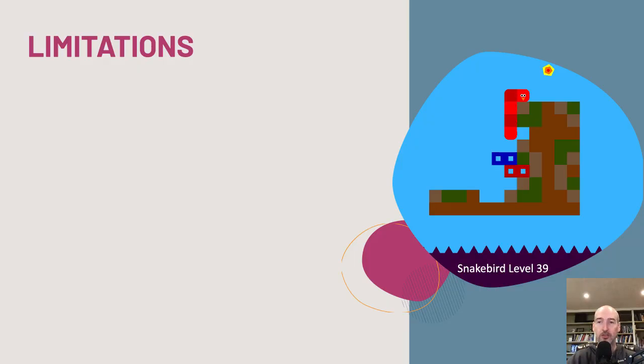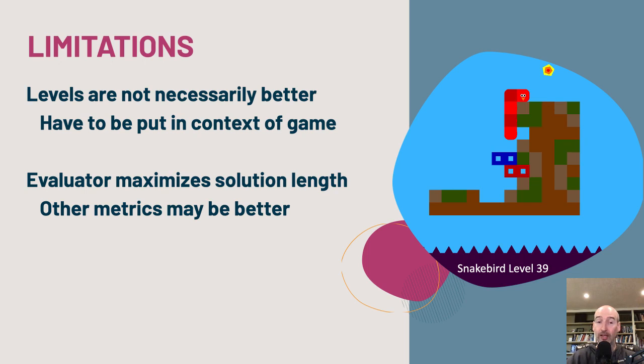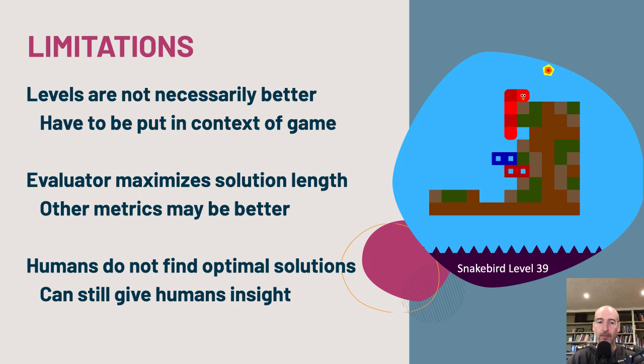Now, there's some limitations to this work. The evaluation is only within the context of the study. It doesn't mean that when we say better, that they actually would be better in the game or that we should replace them in the game with the original levels that we have. Also, we're only looking at solution length, so there may be better metrics besides solution length. And finally, humans don't find optimal solutions.